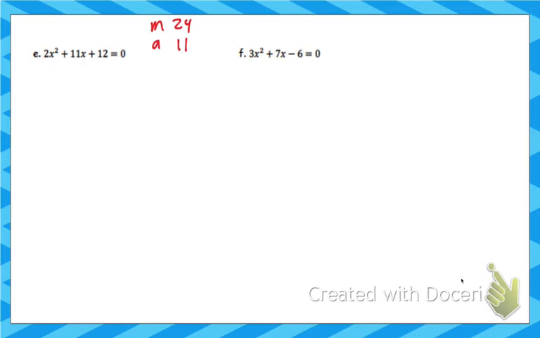Now, because a is not 1, I have extra work to do. I can't just write that as my answer. What I'm going to do is rewrite the middle term using the two numbers I just came up with. I'm going to keep the first term the same, rewrite the middle, and keep the last term the same. By doing this, I have the exact same equation because 8x plus 3x is 11x. I'm just rewriting it using those two numbers.